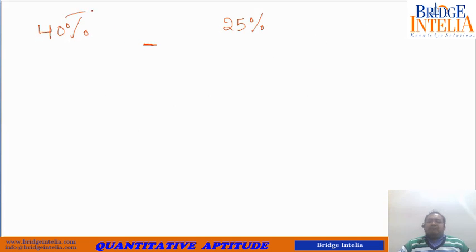It will drop from 40 and it will increase from 25. So if you mix, it will balance out. It will try to balance. So the final result will come somewhere between 40 and 25. So this is the concept of alligation.